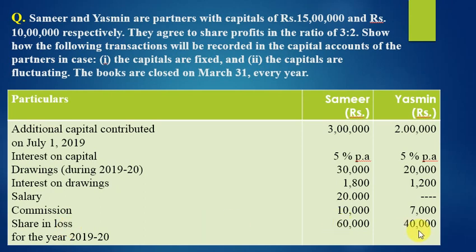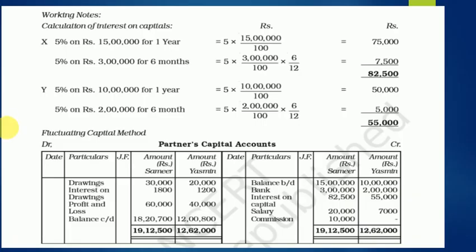But since we're doing the first example, I took this question from your book itself, and here is the solution for this question. Now I have made a little change. First we are discussing the fluctuating capital account method for this question, the solution by fluctuating capital method, and then we will move on to the fixed capital account method.